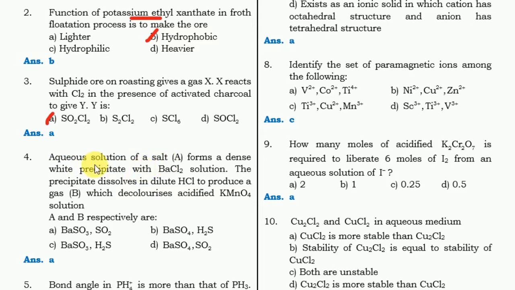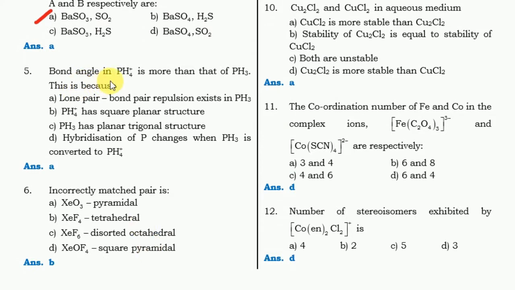Next one: bond angle in PH4. For this question the correct answer is option A. Next one: incorrectly matched pair is. Here the option is B. Okay, next question: phosphorus pentachloride. For this the correct answer is option A.